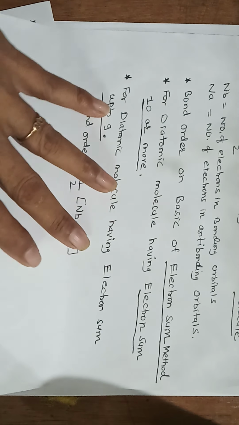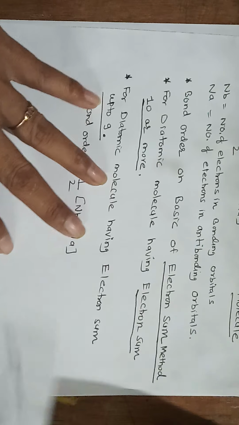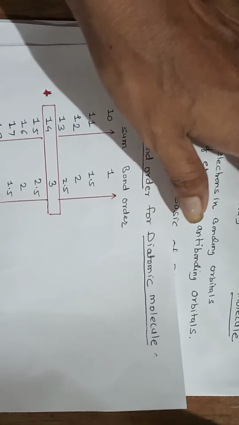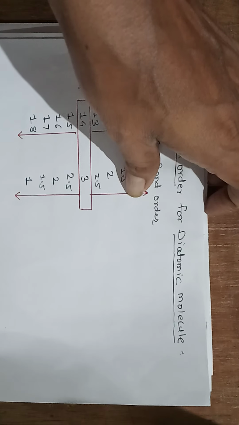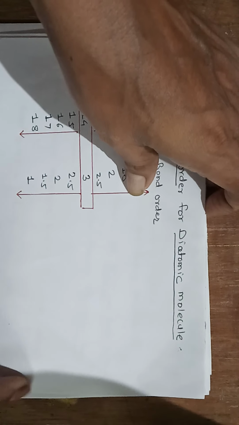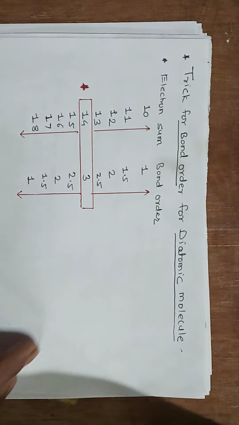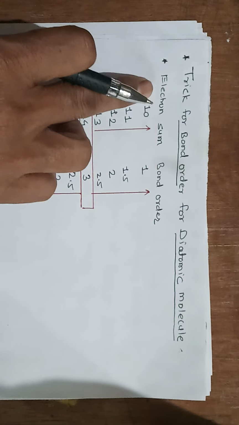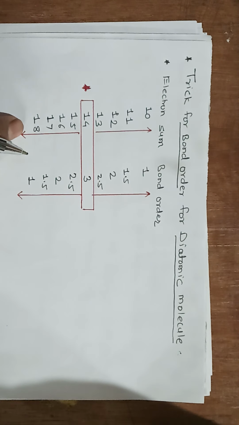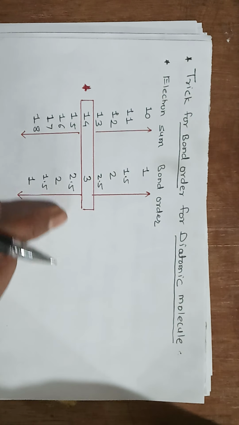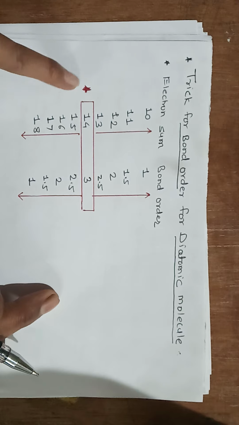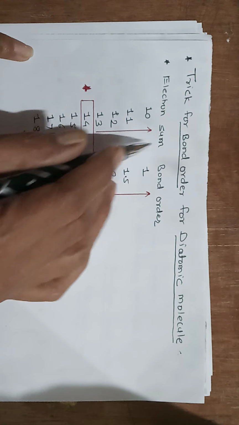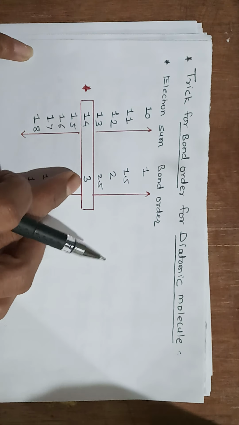In our competitive exams, like CET or JEE, our aim is to solve the question in minimum time. For that I can give the trick, the trick for the bond order of diatomic molecules having electron sum from 10 to 18. The bond order is found this way. Look here. How do you remember? You remember that for the element having electron sum 14, the bond order is 3.